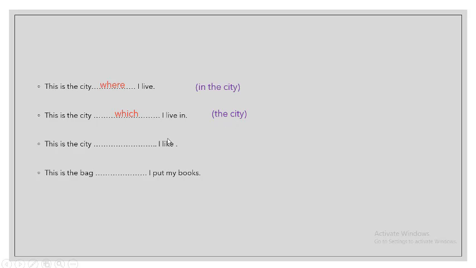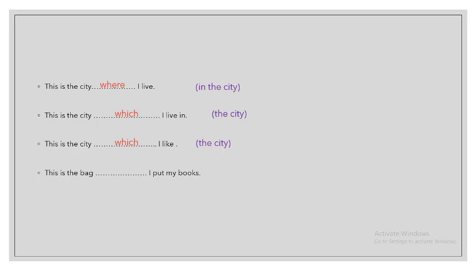See another example. This is the city I like. I like what? The city, right? Did you use a preposition? No, we didn't use a preposition here in your answer, right? So I use what? Yes, which. So this is the city which I like.